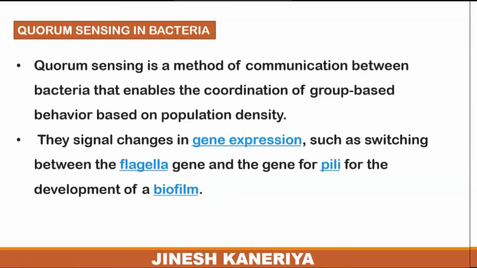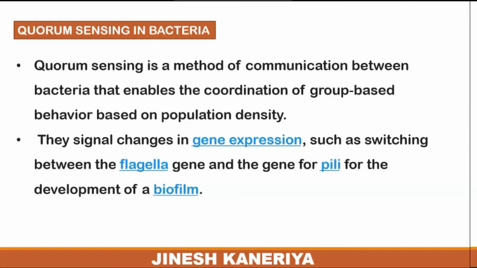So what is quorum sensing? Quorum sensing is a method of communication. A signaling process is also one type of communication method in a bacterial cell, via hormonal signal mechanisms. In bacteria, quorum sensing is a method of communication between bacteria that enables the coordination of group-based behavior, and it is based on population density.